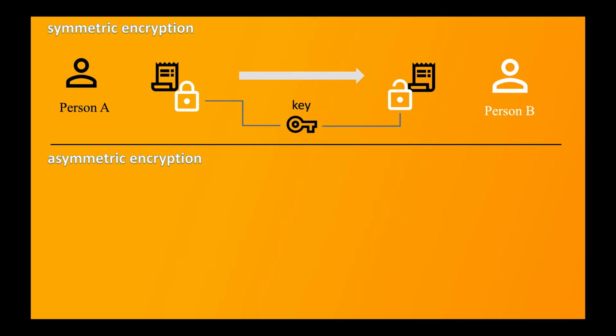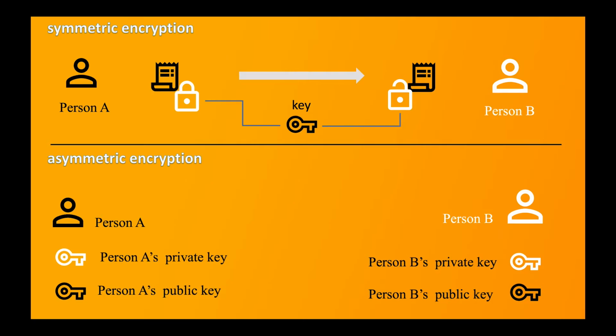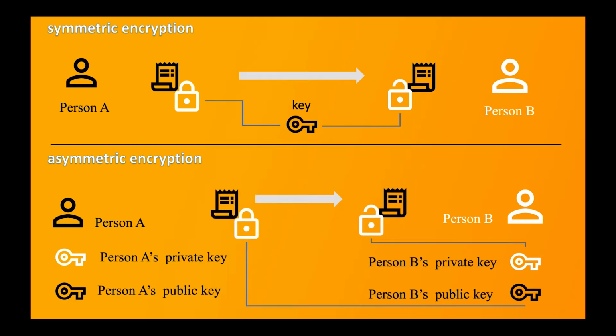same key. On the other hand, in asymmetric encryption, everyone has their own pair of keys, a public key and a private key. The private key must be kept safe by the owner, and the public key can be published publicly. In this kind of encryption, the data is encrypted with one key and can only be decrypted with its pair. For example, if person A wants to send a letter to person B, he can encrypt the letter with person B's public key, and person B, when he receives the letter, can decrypt it with his private key.